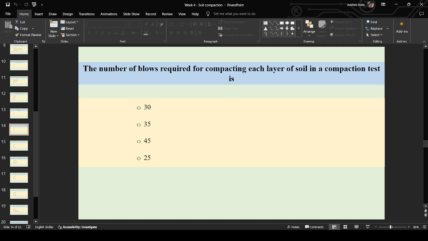I repeat, the number of blows required for compacting each layer of soil in a compaction test is. The options are 30, 35, 45, or 25.